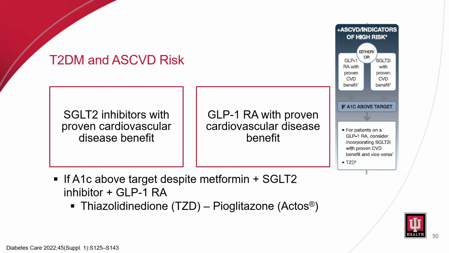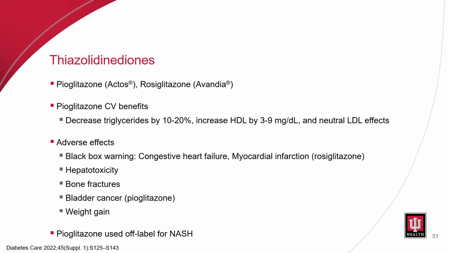And then if the A1C is above target despite metformin as your first-line therapy, an SGLT2 inhibitor, and a GLP-1 receptor agonist, this is when we would add on a thiazolidinedione or TZD, specifically pioglitazone for these patients with ASCVD risk. So TZDs are pioglitazone or Actos, or rosiglitazone or Avandia.